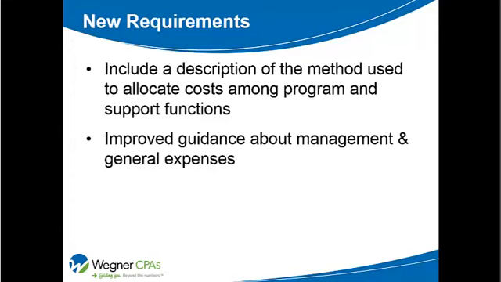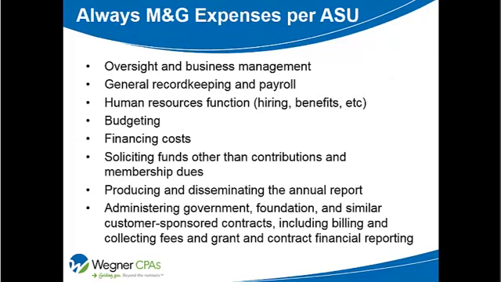The other thing about the functional expenses is that there is improved guidance about management and general expenses. So what types of things can be included in management and general expenses? And the next slide gives you some examples. So per the new standard, the following items are always management and general. Okay, so oversight and business management, general record keeping and payroll, your human resources function, so hiring, firing, benefits, etc. Budgeting process all belongs under management and general.